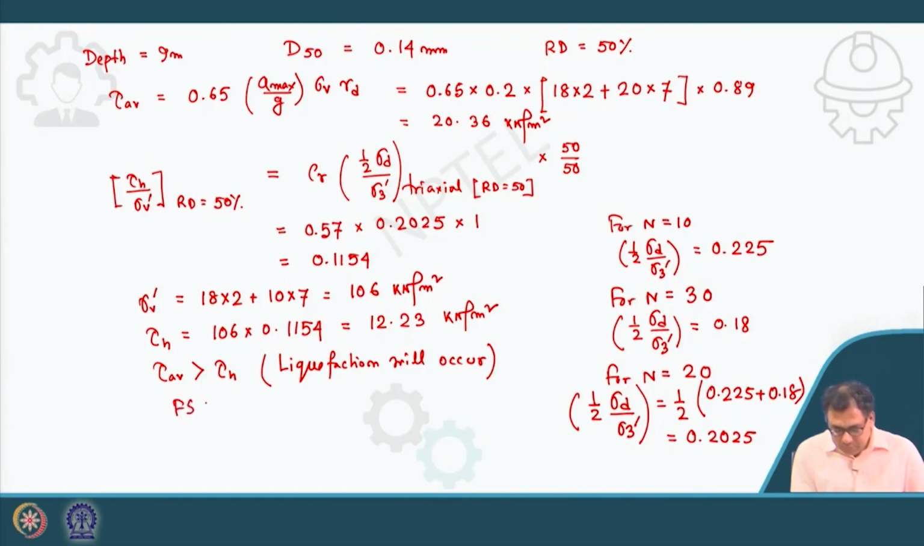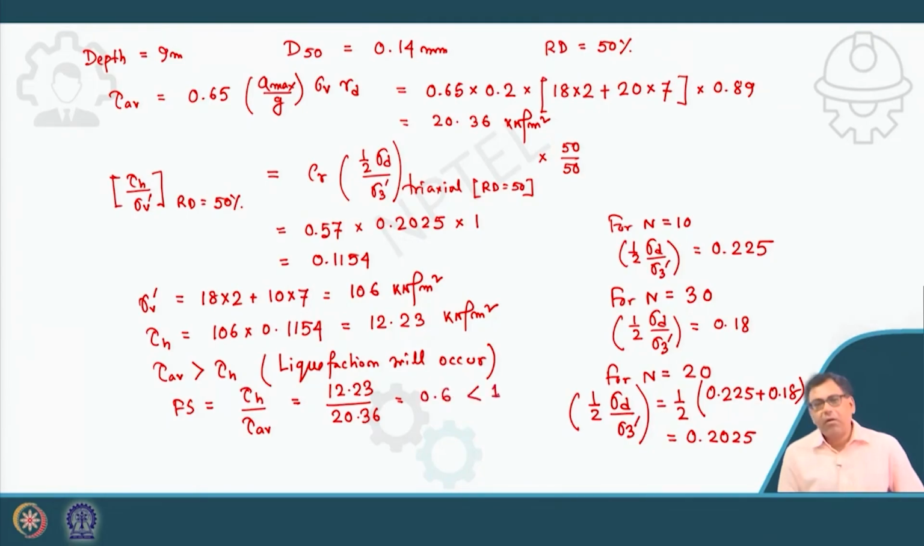Or again, if I calculate the factor of safety, it will be tau H divided by tau AV. Tau H is 12.23 and this is 20.36, so this is 0.6, still less than 1. If you provide some factor of safety for liquefaction, then you have to consider that. Now I am taking, if factor of safety is less than 1, the liquefaction will occur. You can see that as your depth increases, the factor of safety increases.